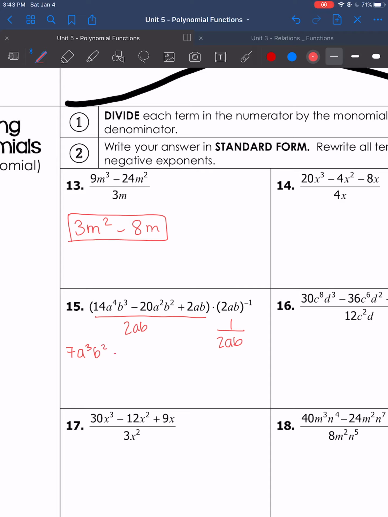And then 2 goes into negative 20 10 times. I'll have 1a and 1b left. And then 2ab goes into 2ab exactly 1 time. So you have to write the 1 for it to work. If you multiplied it back out, it wouldn't show back up. So you have to make sure you multiply back out.